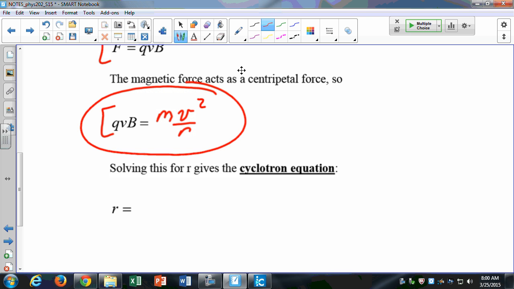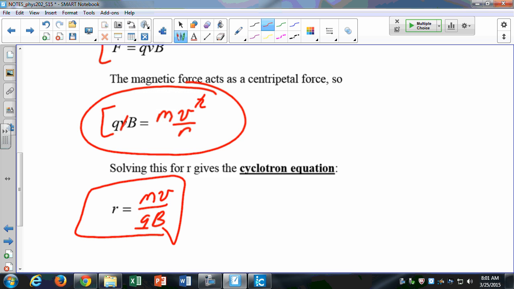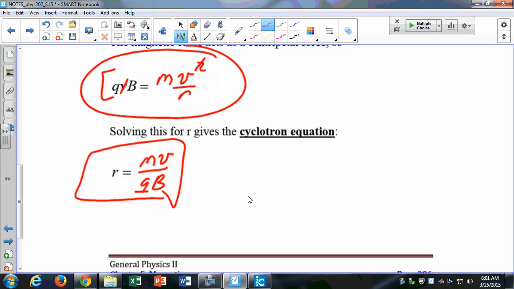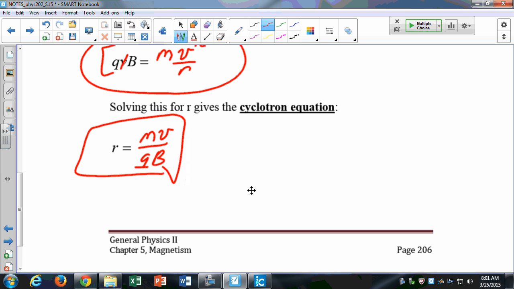So let's see, if I just solve this for r, I get rid of one of these v's, so r is mv over qB. That's our cyclotron equation, and it just describes the radius of the path that a charged particle will take inside of a magnetic field.